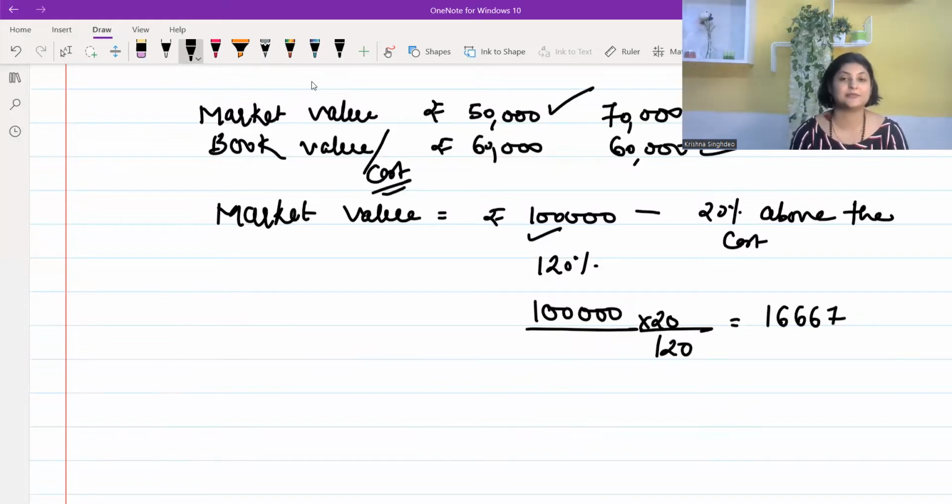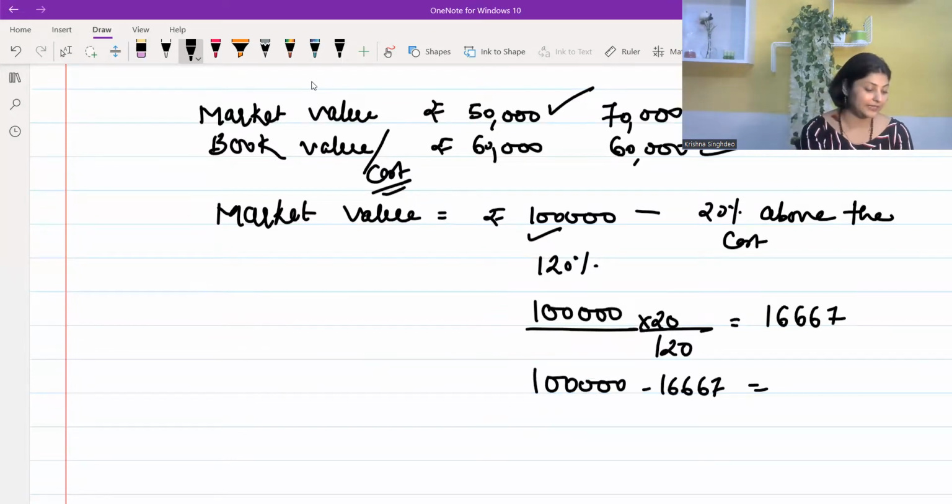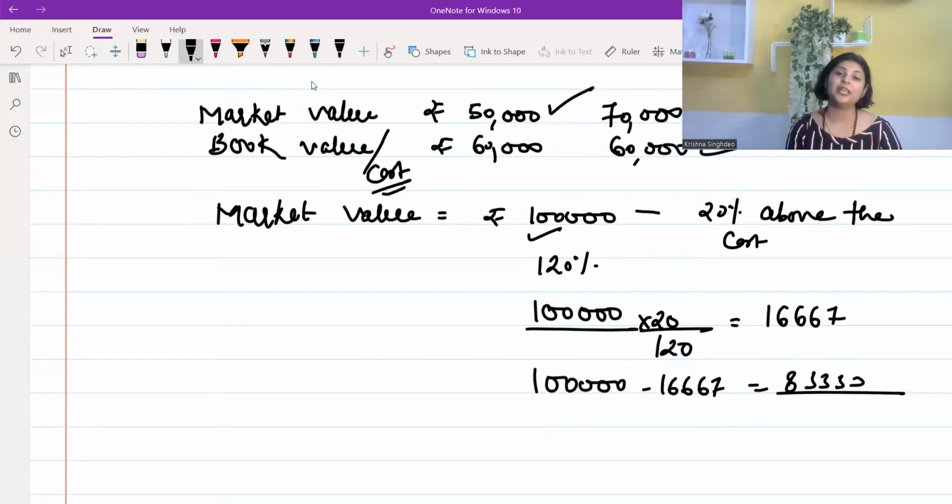What I am going to do now is deduct this amount and show it in the balance sheet at the lower price, meaning 1 lakh minus 16,667, which is 83,333. This amount I am going to show in the trial balance as well as in the balance sheet.